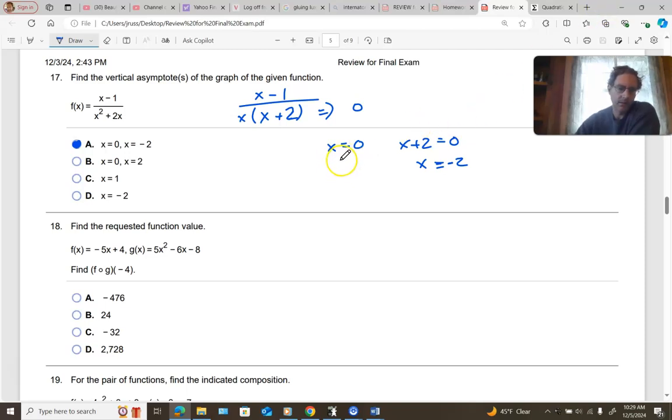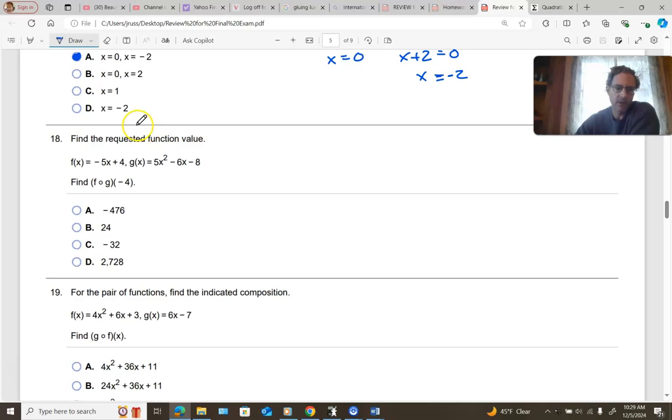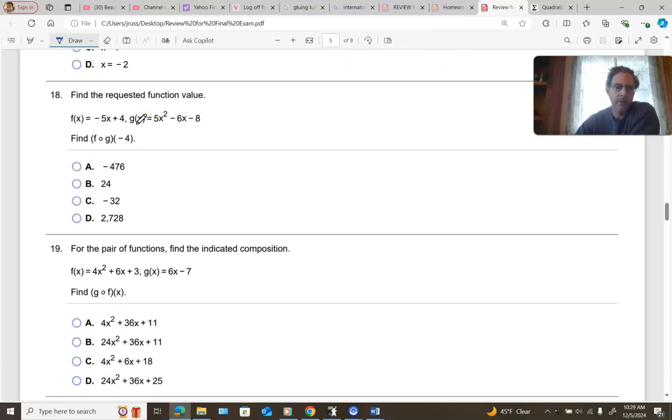Okay, number 18, it says find the requested function value. So here we're doing a composition. We're going to plug -4 into G, and whatever that output is, we're going to plug that into F. Okay. All right, so we need to find G of -4. So this will become 5 times -4 squared minus 6 times -4. Oops, that should be -8.